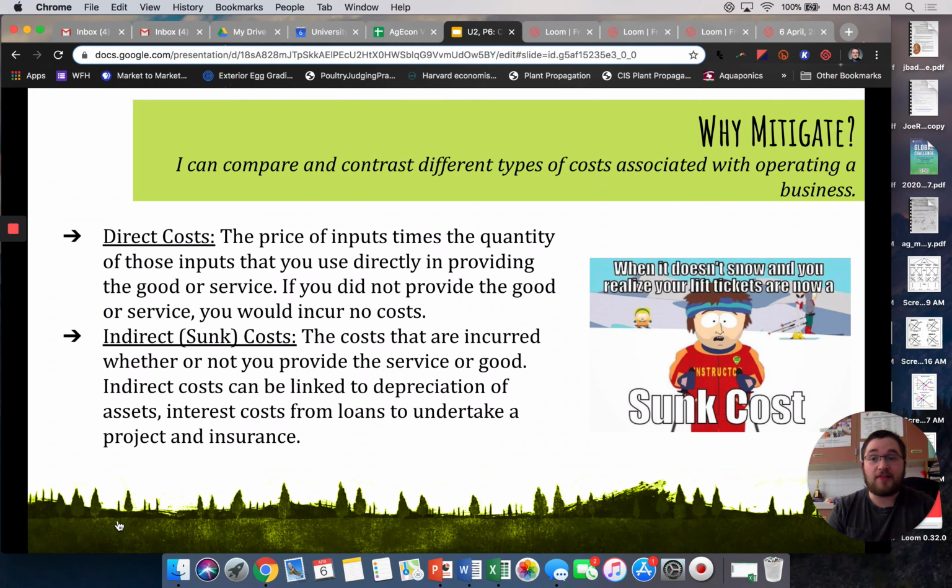You're already incurring that. However, a direct cost could be when you show up to the ski resort and you purchase some skis because you don't have any, or you rent skis. Those are direct costs because you are using them in that moment. But an indirect cost is something that you paid for up front that may or may not end up being used to undertake a project or service or good.